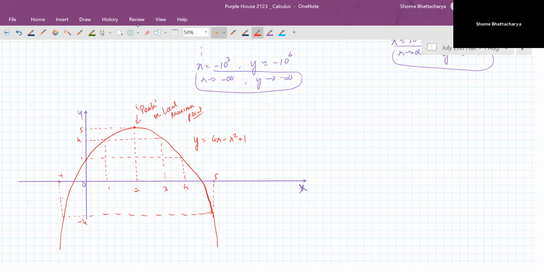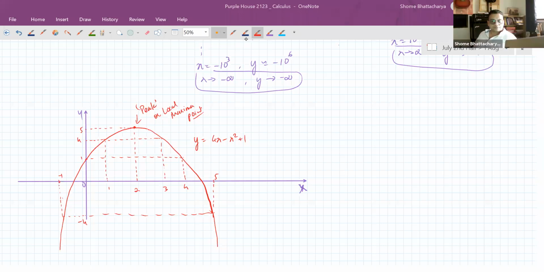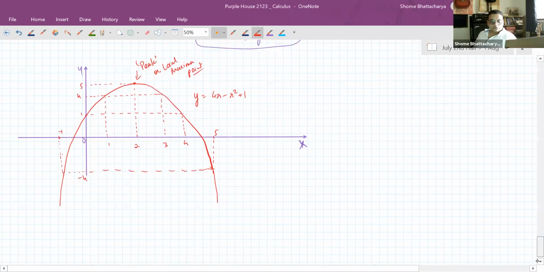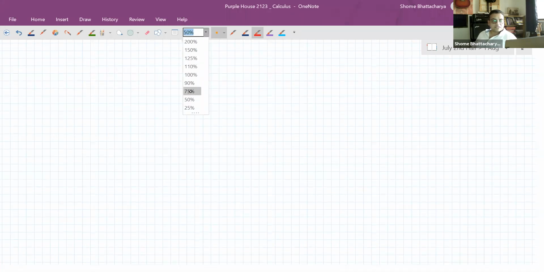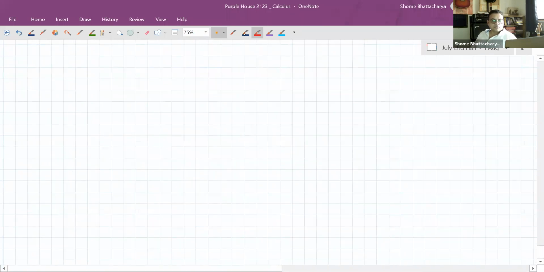Okay, so this is about maxima and minima. Now we will see a question in which the same function has multiple turning points, or it has both maxima and minima. So next example, let's take a little bit more complex.